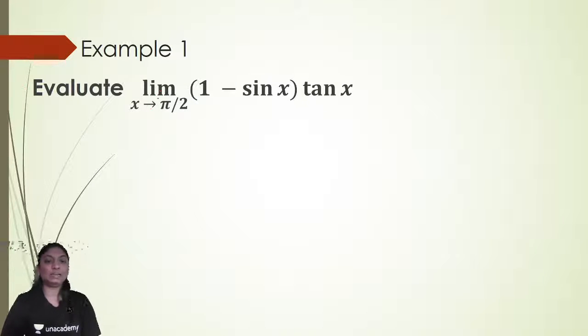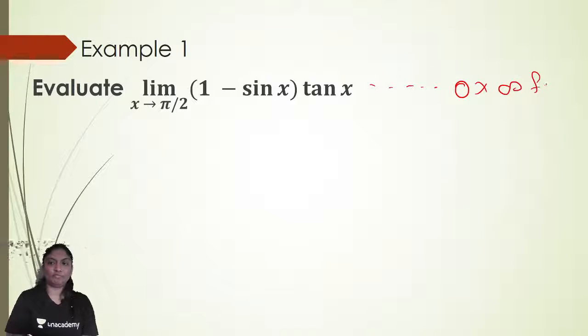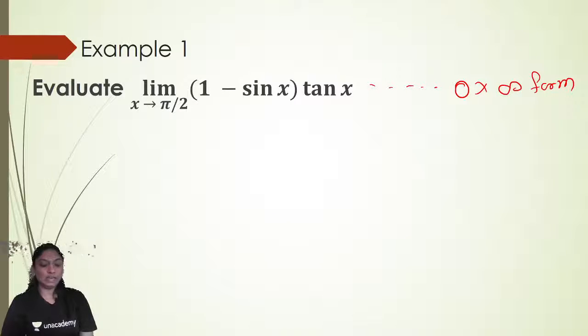Now evaluate limit as x tends to pi by 2, (1 minus sin x) into tan x. For this, put x tends to pi by 2. Here sin pi by 2 is 1, so if you observe, 1 minus 1, and tan pi by 2 is infinity. So this will be your 0 into infinity form. So what we will do, we will adjust one of the terms so that it is converted into either infinity upon infinity or 0 upon 0 form.